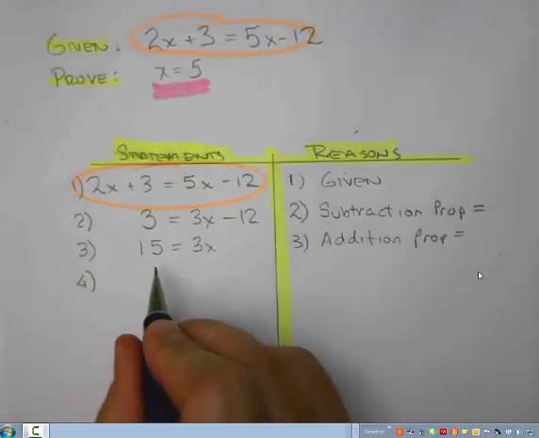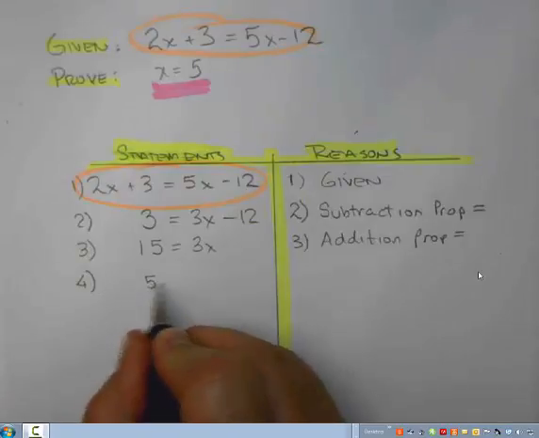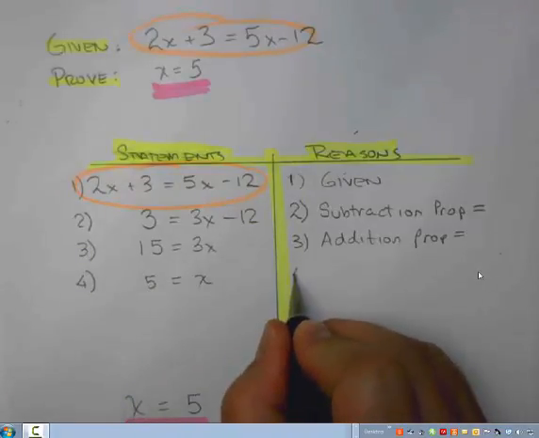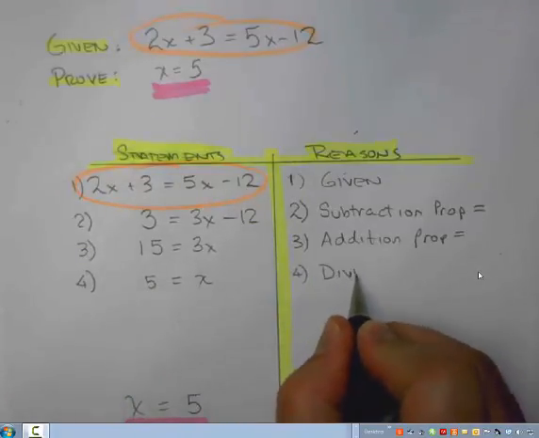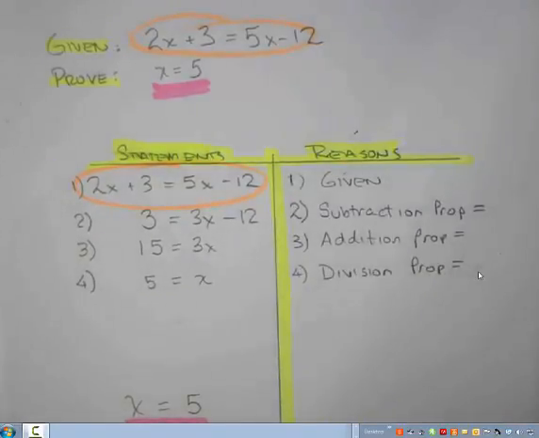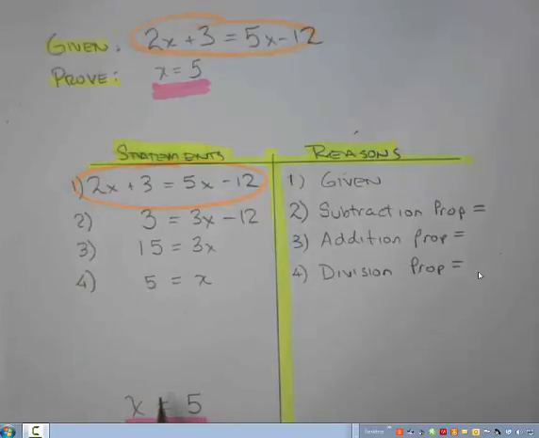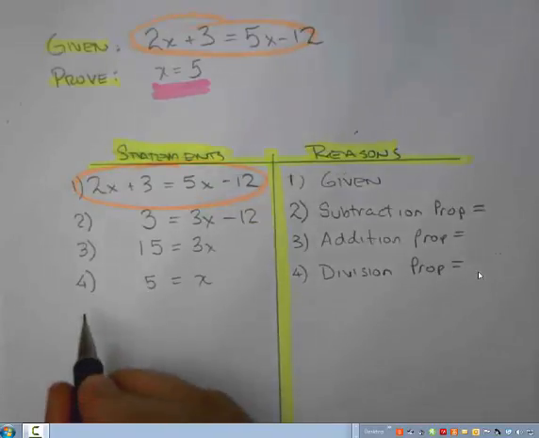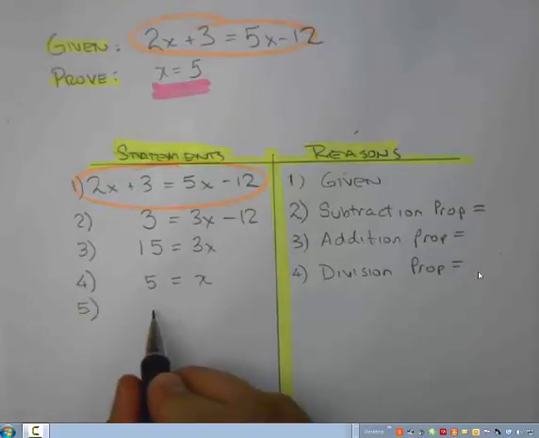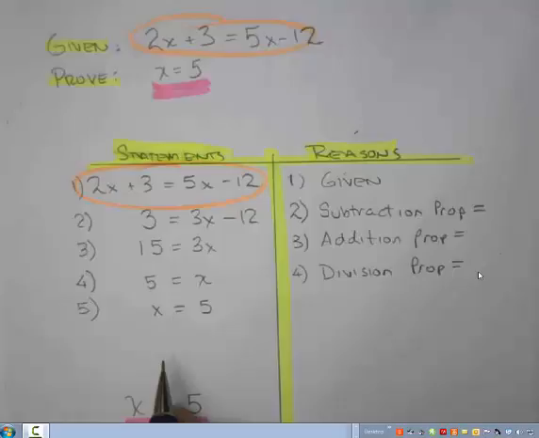Step 4 is I want to isolate just one x, so I'm going to divide both sides by 3. In doing that, I get 5 is equal to x. Not surprisingly, that's the division property of equality. Now, am I done? Is this exactly what I wanted? Well, it means the same, but it's not quite finished. My last step would be to specify that x is equal to 5, which exactly matches my proof.